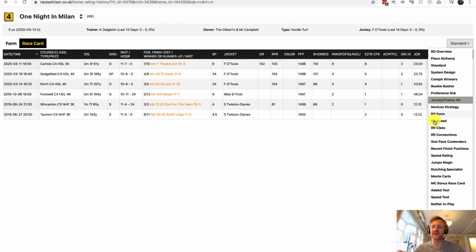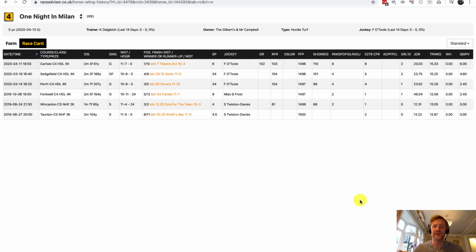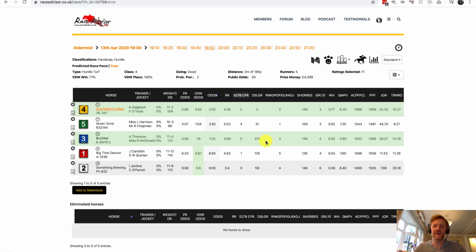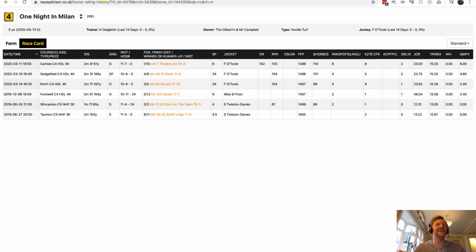And we can change that race card to any of the race cards we want, so we can use it with any of the ratings that we have. But we're interested in it over the race card that we're currently using. And I'm doing this on the standard race card at the moment, but you can use this on any of your race cards that you would like, with any of the ratings that you like to use.